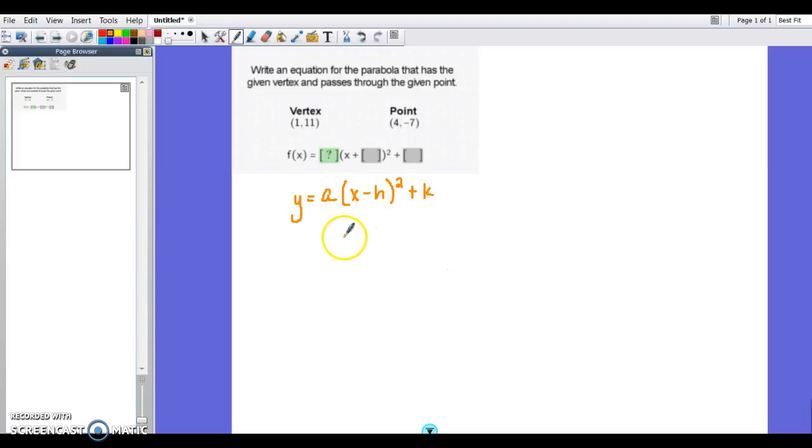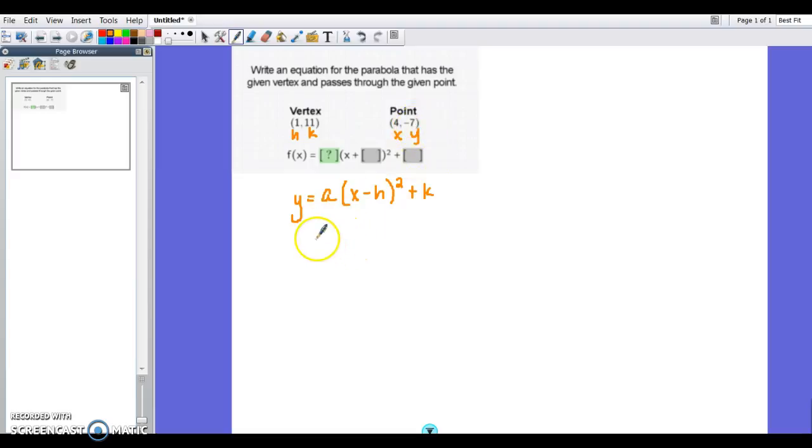Okay, so what do we know? I know that my vertex is at h and k, and if I have a point, I have an x and a y value. So I literally can put in a value for y, for x, for h, and for k based on those 2 points that I have. I have those 4 values. My only remaining variable will be a, and then I can solve for a.